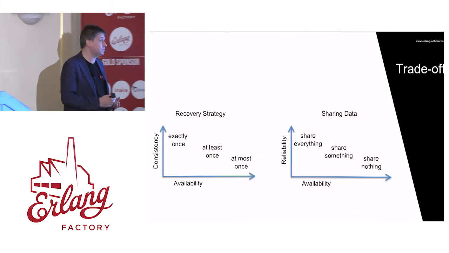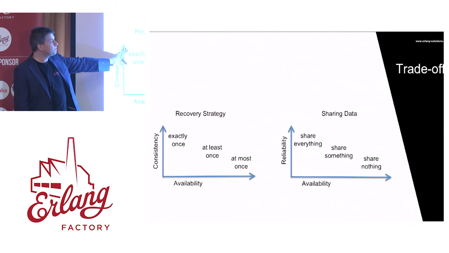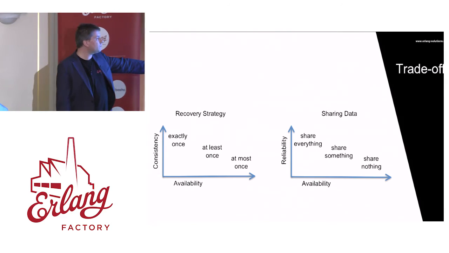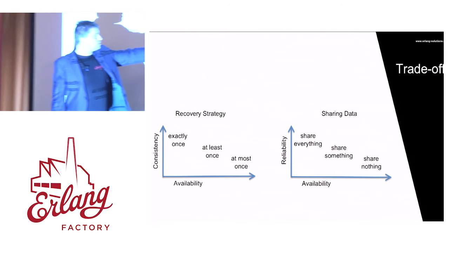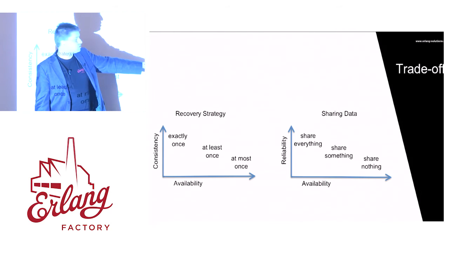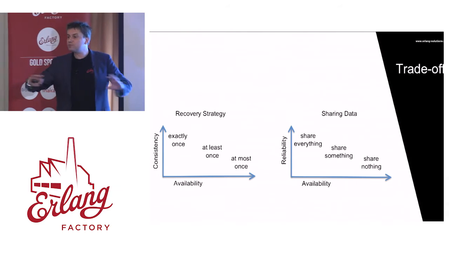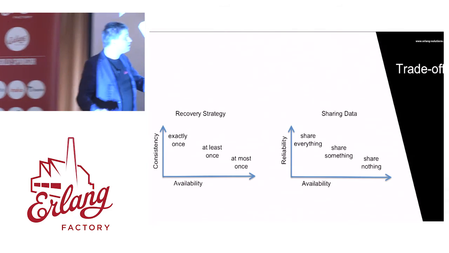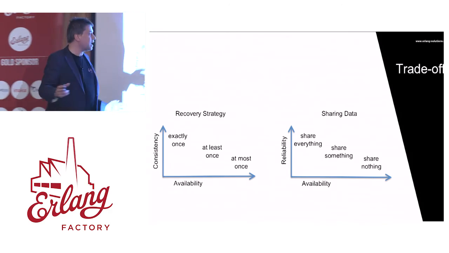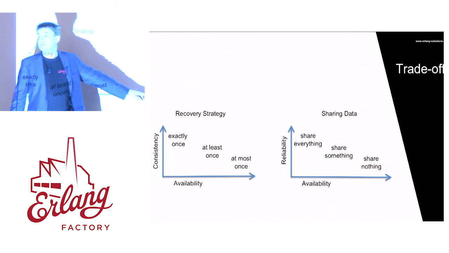Instant messaging is the same. You still go for the at most once. Payments, that's the exactly once approach. And so these are the trade-offs you've made with your recovery strategy. But if you're looking at sharing data, once again, the most reliable is the share everything. You've got data copied. The more copies of the data you have, the more reliable your system is. But that comes at a cost. It's very expensive to actually copy all the data across nodes. And B, it's even more expensive to keep it consistent. And that's what hits the availability.